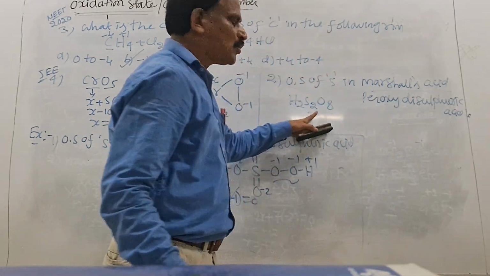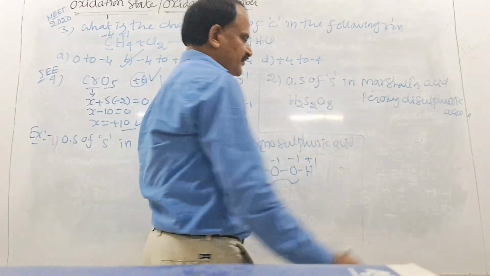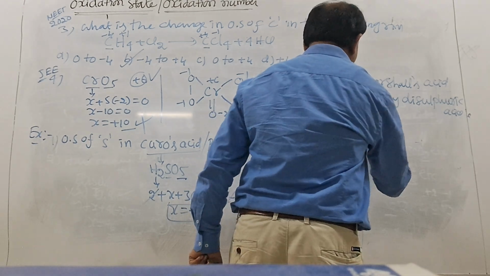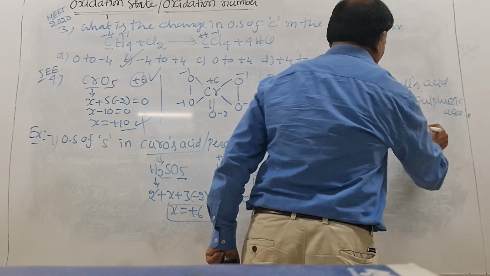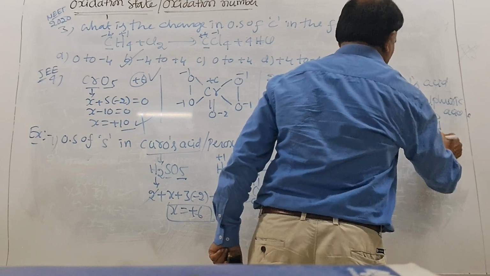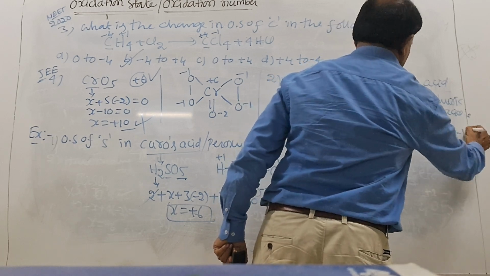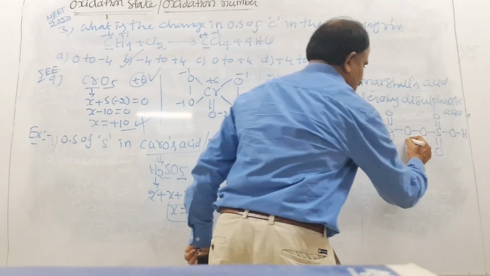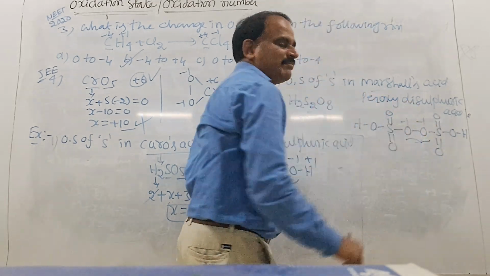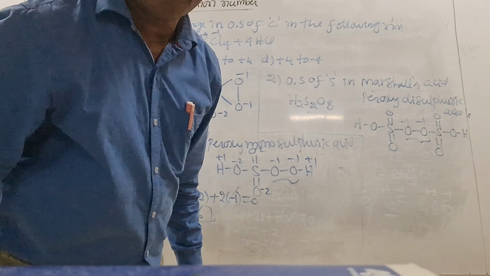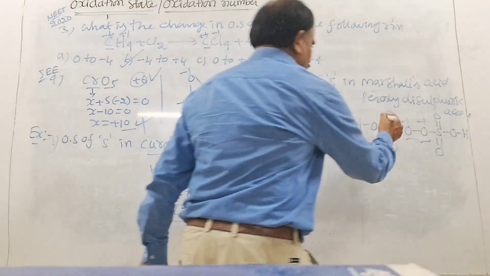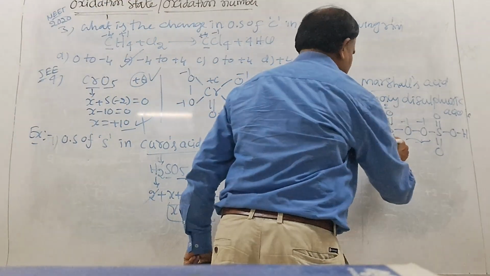Here, peroxy means 2 oxygens are peroxy out of 8 oxygens. See the structure: H-O, S double bond O, double bond O, bond O, bond O, S double bond O, double bond O, bond O, H. Out of 8 oxygens, these two are the peroxy, which exhibit only -1 oxidation number, and the remaining oxygens exhibit -2.